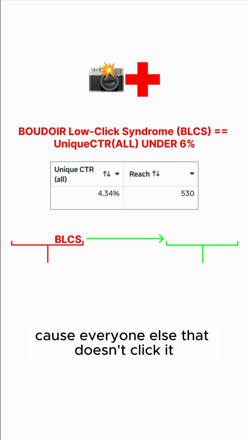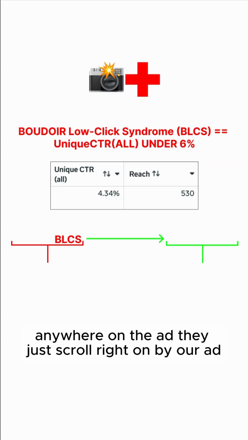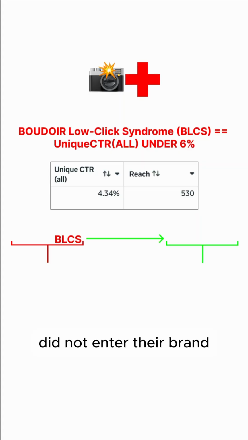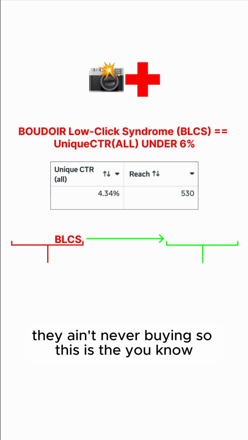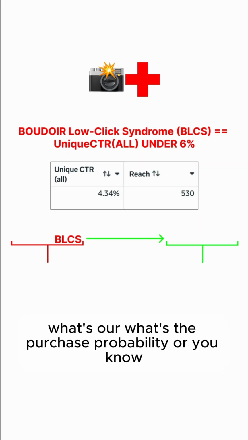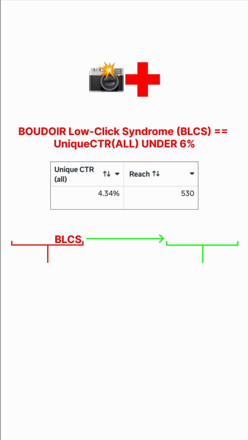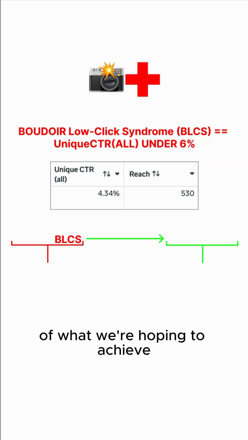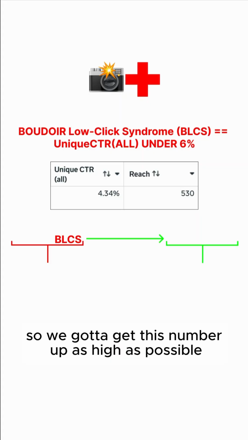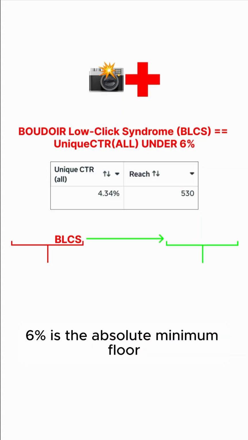Because everyone else that doesn't click anywhere on the ad just scrolls right on by. Our ad did not enter their brain. They ain't never buying. So this is the purchase probability, the first leading indicator of what we're hoping to achieve. So we gotta get this number up as high as possible. 6% is the absolute minimum floor.